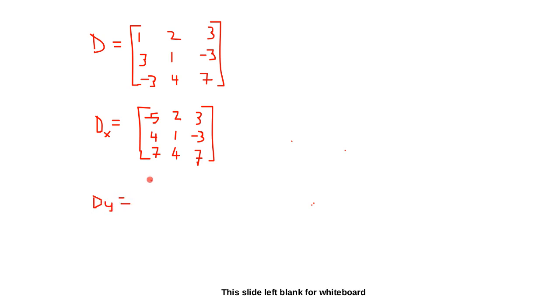So dy again, the second column will change. So we'll have the first one, 1, 3, -3. Then the second column now, that is where we will replace it with a constant column, 5, 4, 7. The last one will be 3, -3, 7.